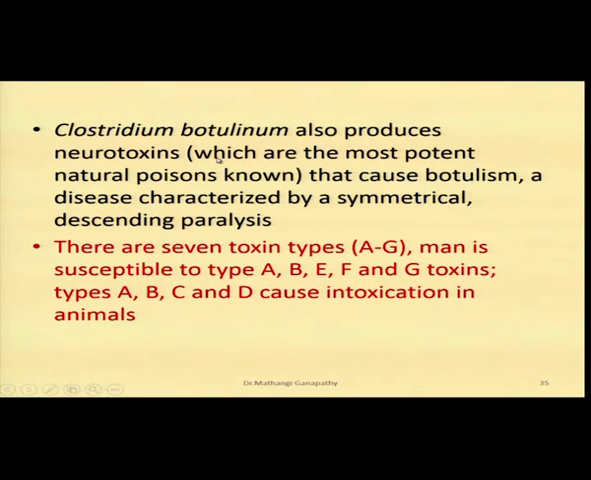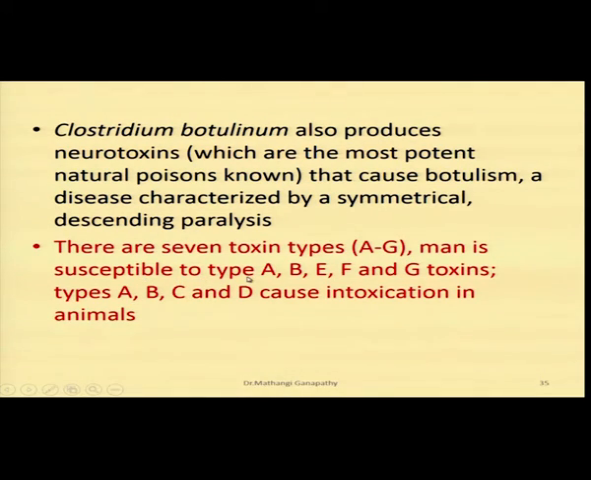Another species which is foodborne and lethal is Clostridium botulinum. This also produces neurotoxins. The botulinum toxin is the most potent natural poison ever known. This causes botulism, a disease characterized by symmetrical descending paralysis. Here we have 7 toxin types, A to G.